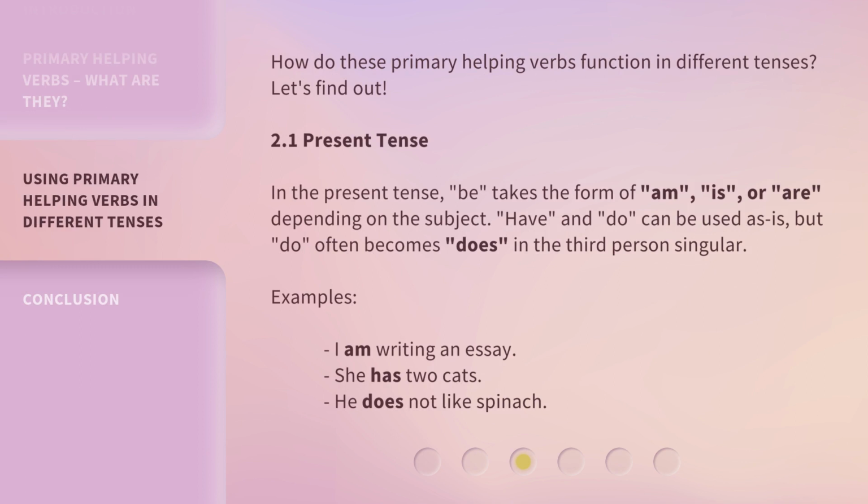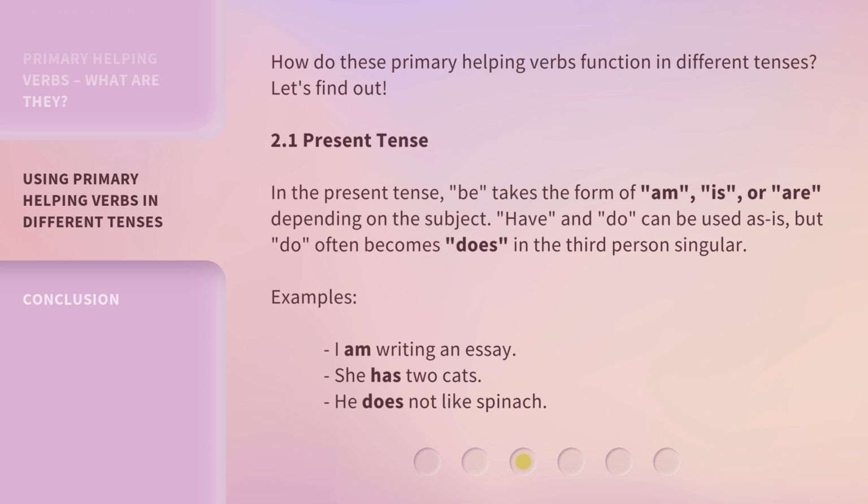How do these primary helping verbs function in different tenses? Let's find out. 2.1 Present tense. In the present tense, be takes the form of am, is, or are, depending on the subject. Have and do can be used as is, but do often becomes does in the third person singular.